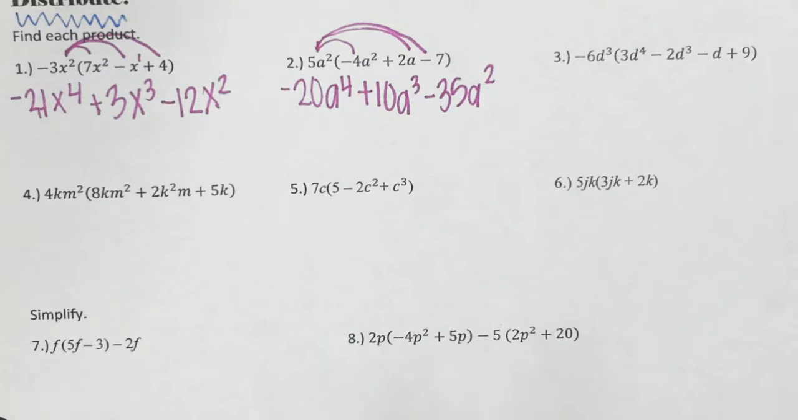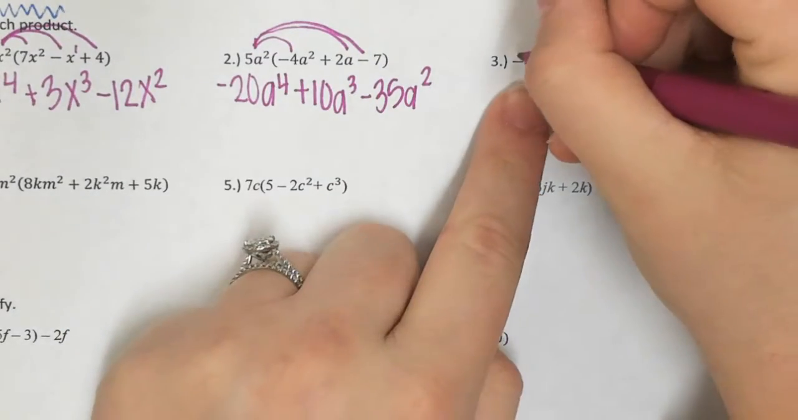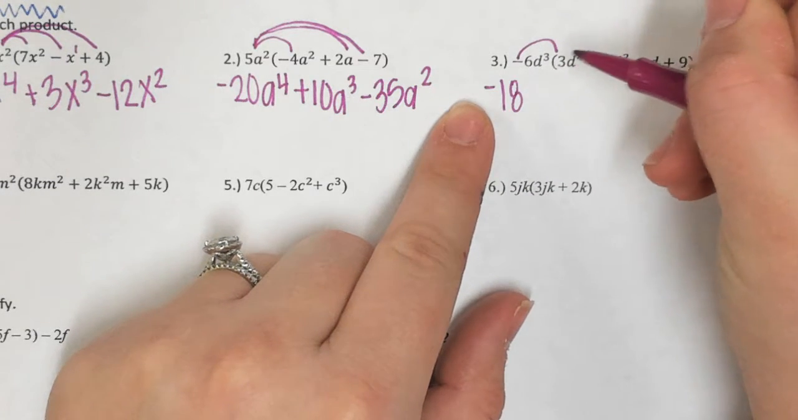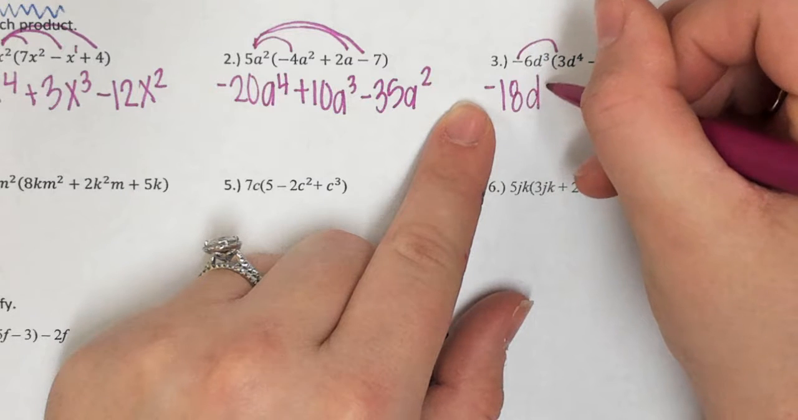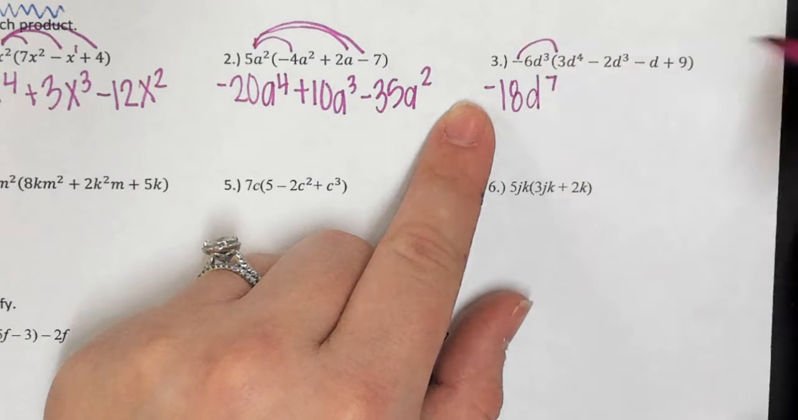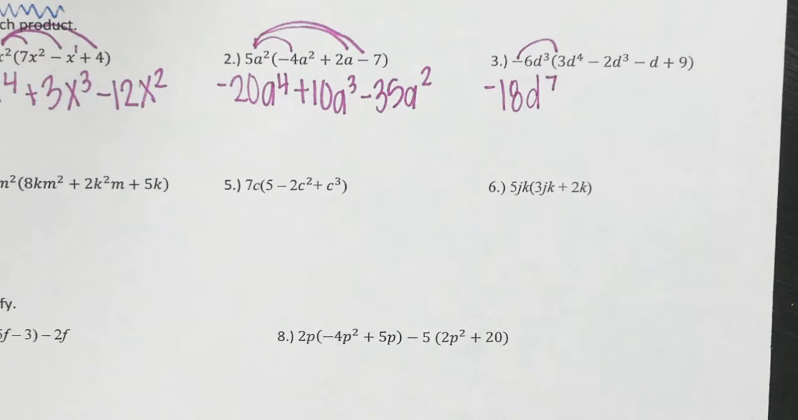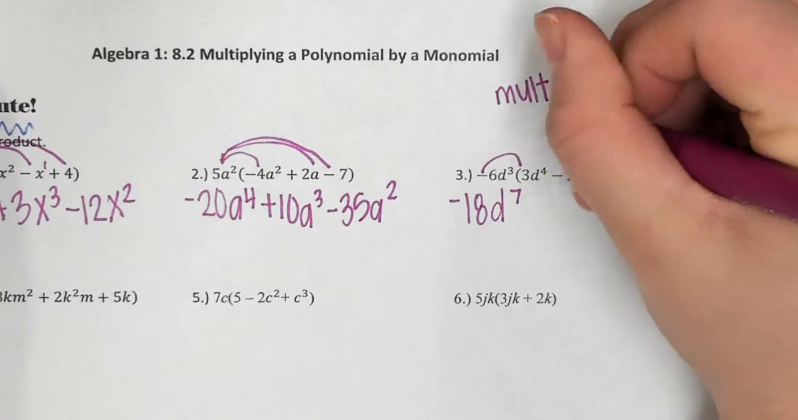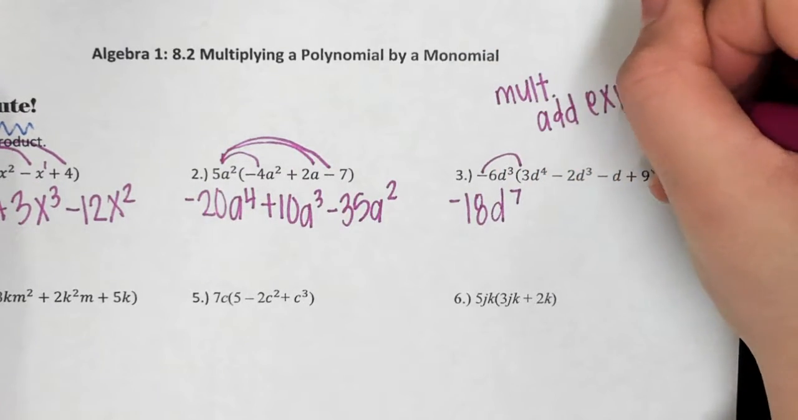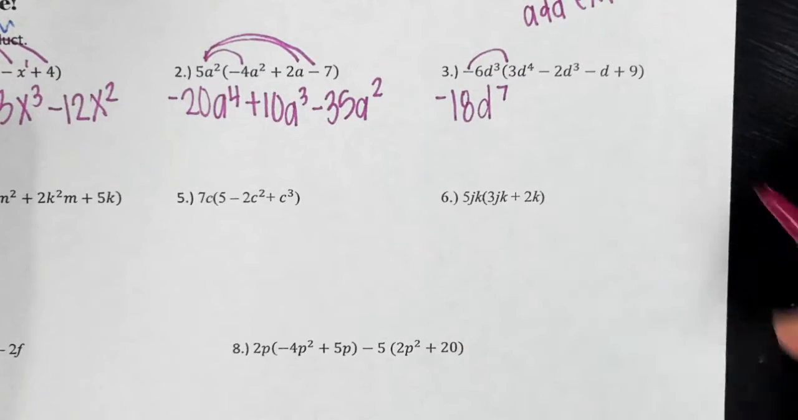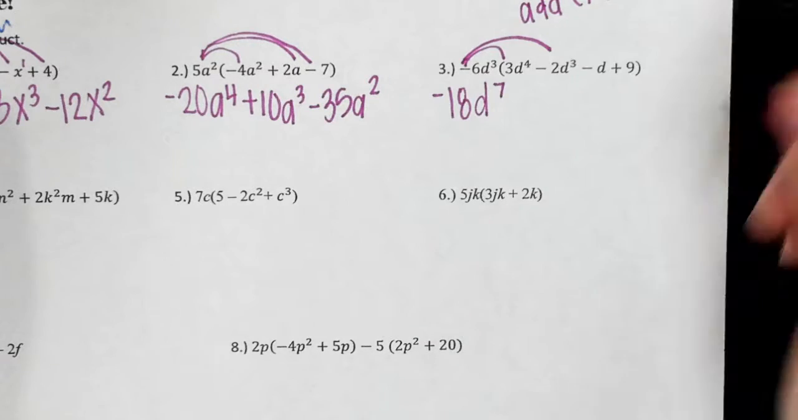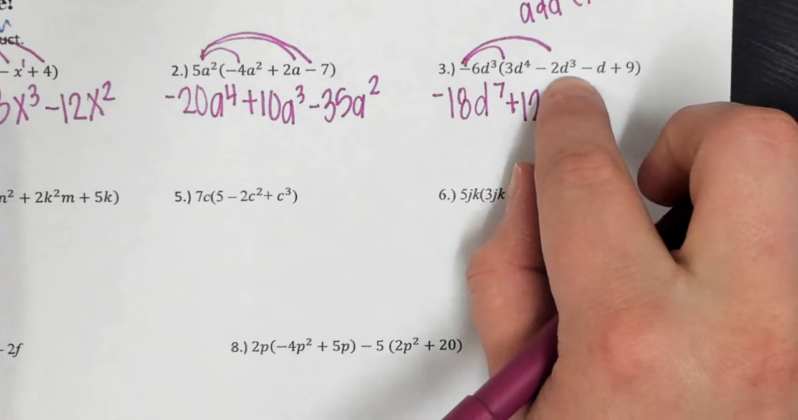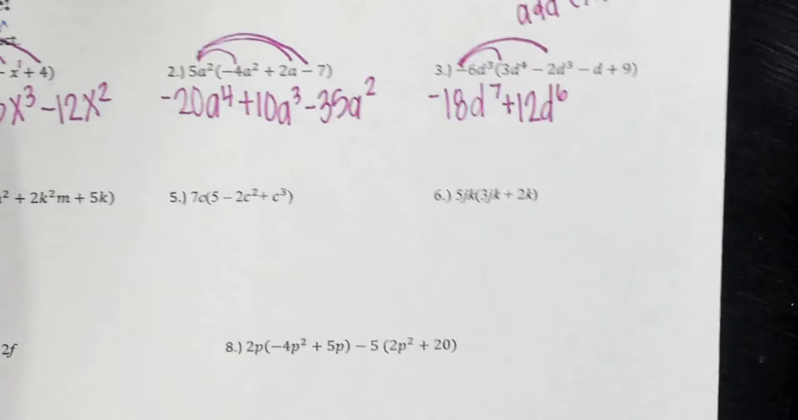All right, so this is what you should have done. Negative 6 times 3 is negative 18. d to the third times d to the fourth is d to the seventh. You have to add your exponents when you're multiplying. Negative 6 times negative 2 is positive 12. d to the third times d to the third is d to the sixth.